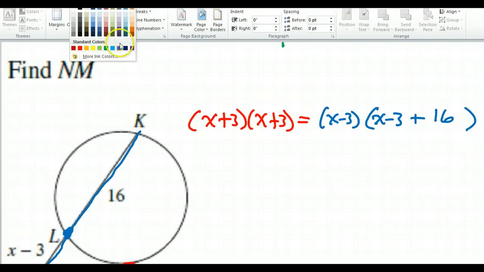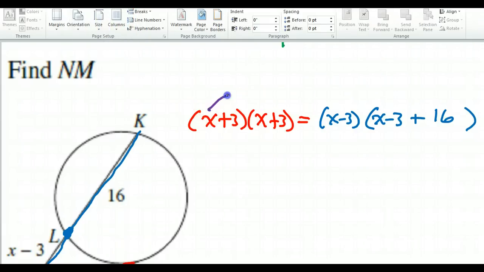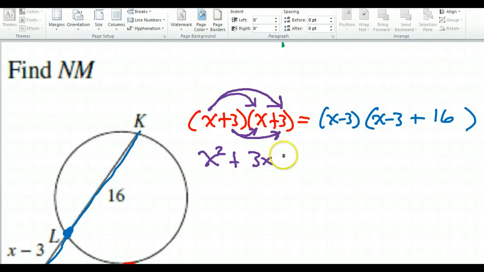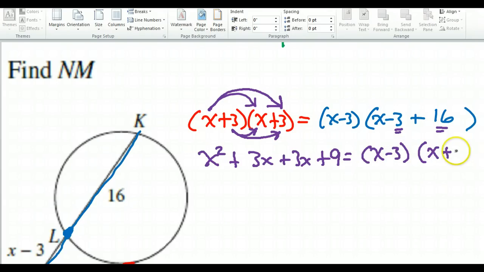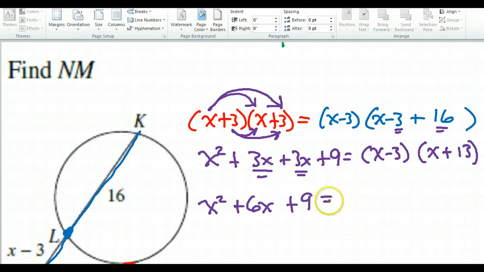So to do this, we're going to have to do the distributive property twice. So if I take this x and I distribute it, then I'm going to get x squared, and then x times 3 is 3x. Now if I distribute the 3, that's going to give me 3x plus 9. Okay, meanwhile over here I've got these like terms, the negative 3 and the 16. So look, I've got x minus 3 and I've got x plus 13. Over here I've got these like terms, so let's put those together. So that'll be x squared plus 6x plus 9 equals.